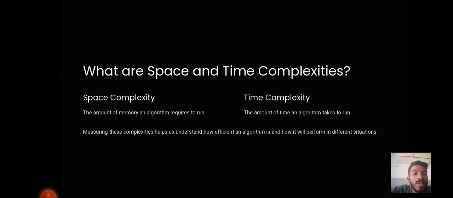What are space and time complexity? Space complexity: the amount of memory an algorithm requires to run. Time complexity: the amount of time an algorithm takes to run. Measuring these complexities helps us understand how efficient an algorithm is and how it will perform in different situations.